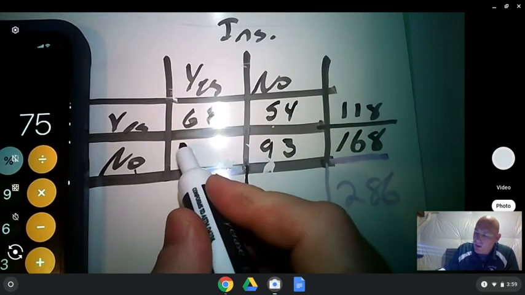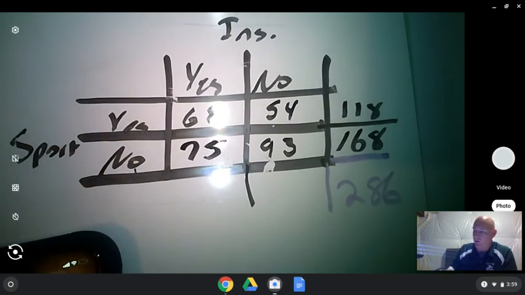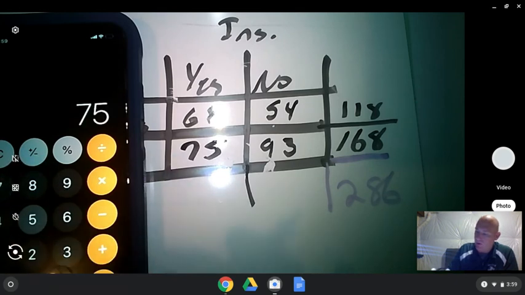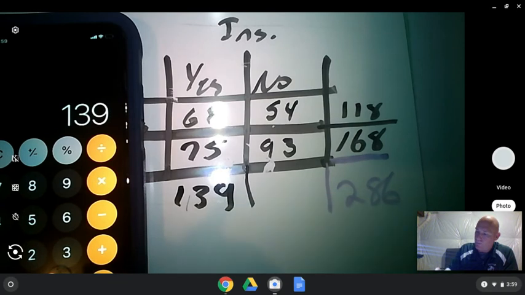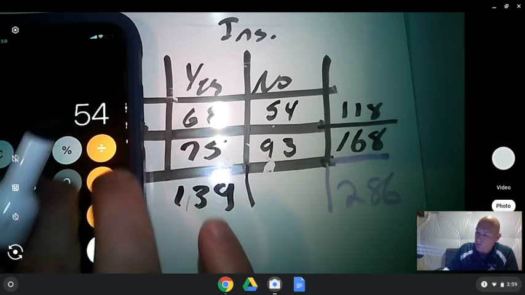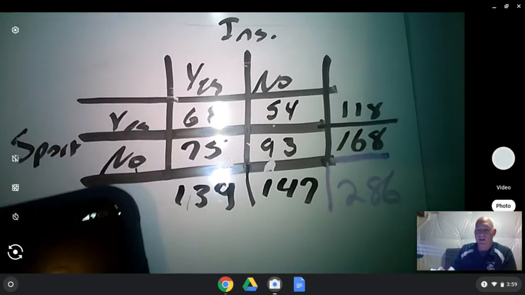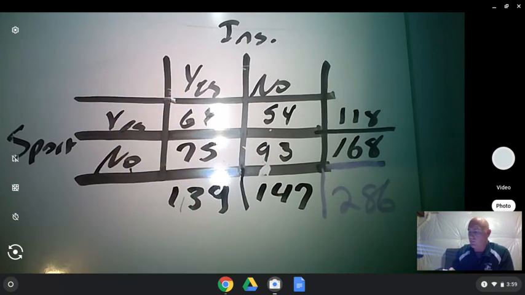So really what we have here, this is a logic puzzle, okay? Now we can fill up the rest. 64 plus 75, 139. 54 plus 93, 147. Now let's double check all of our work because everything should be interconnected, right?